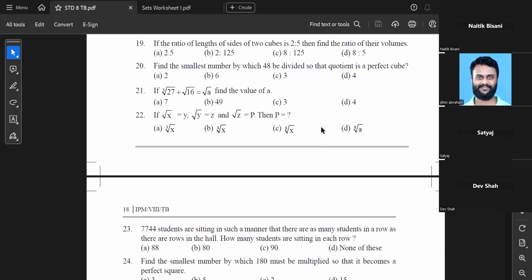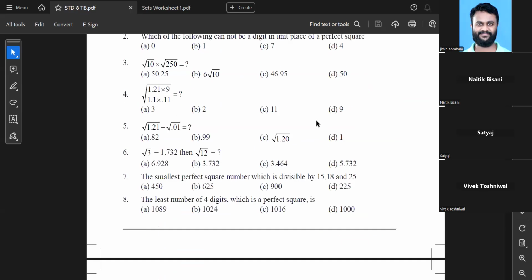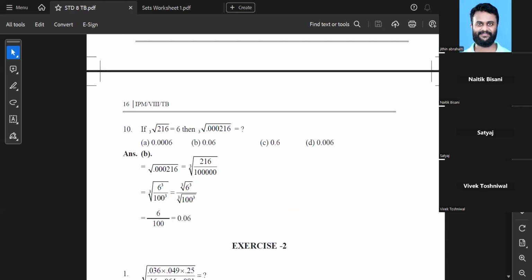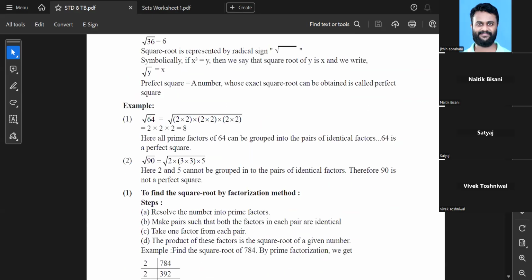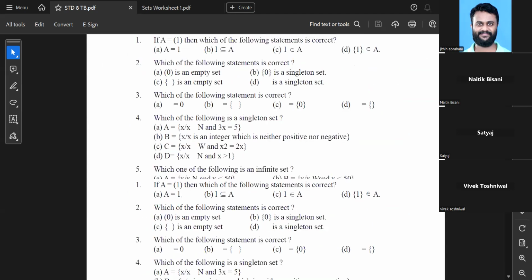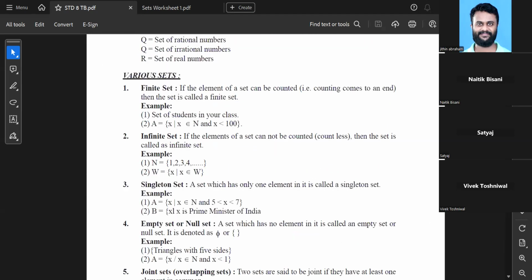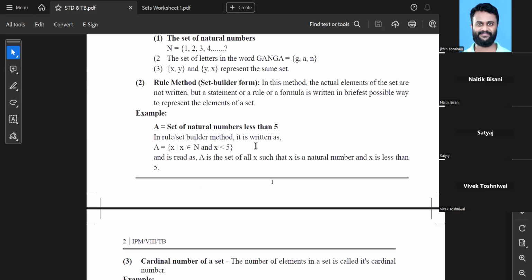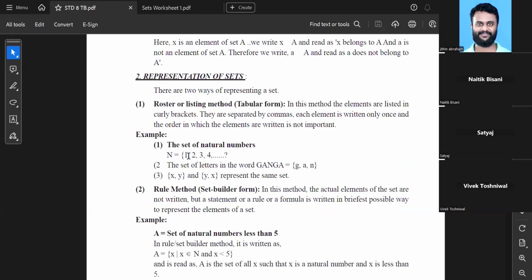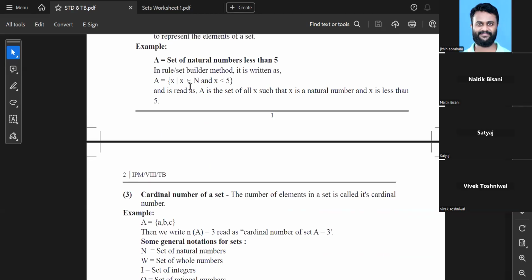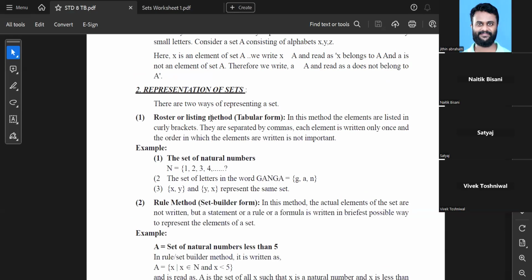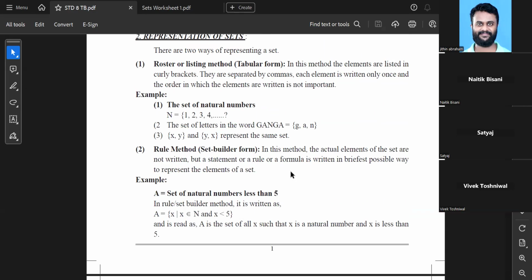So in the previous class, we had completed the explanation of sets, which is the first chapter in this textbook. Just for your understanding, I'll revise certain names. Basically, you should know how to represent a set. The first option is by simply writing numbers. The second option is by writing formulae or rules. The first type is called the roster method or listing method. The second method is called the rule method.